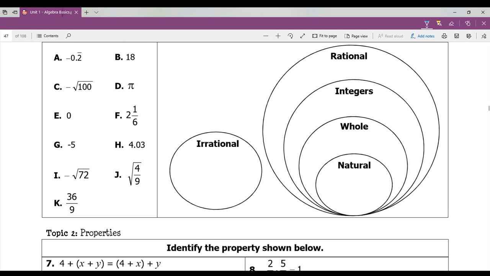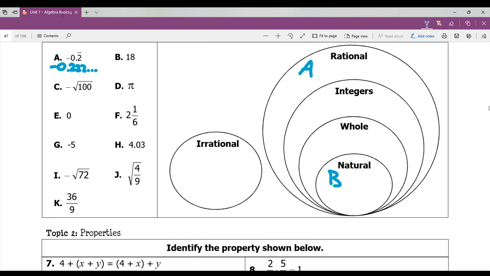Okay. So now we're asked to sort these numbers into each category. Okay? Negative 0.2 repeating. That looks like negative 0.222... It's a repeating decimal and it's negative. That means it has to go in the rational spot and it can't go anywhere else. Alright? 18. 18 is a natural number. That's as low as you can go.